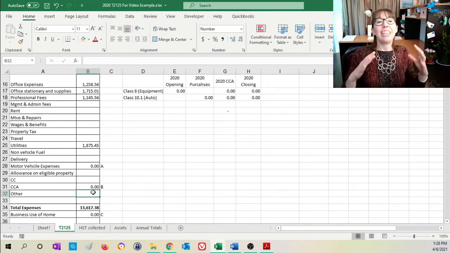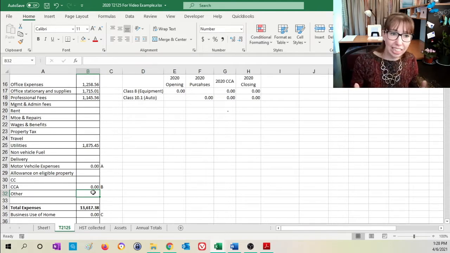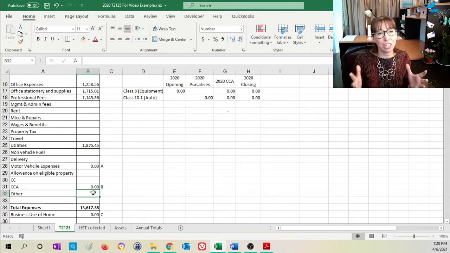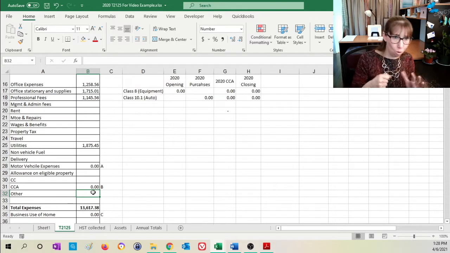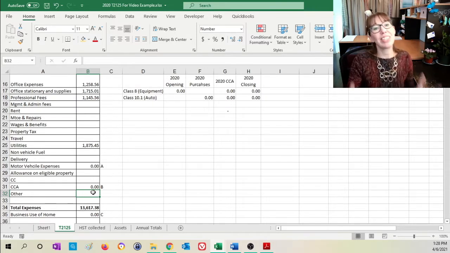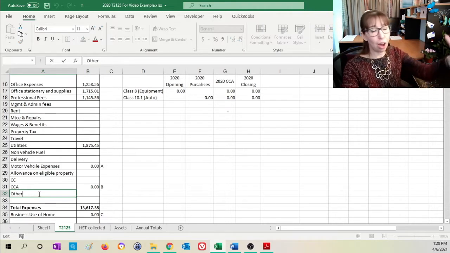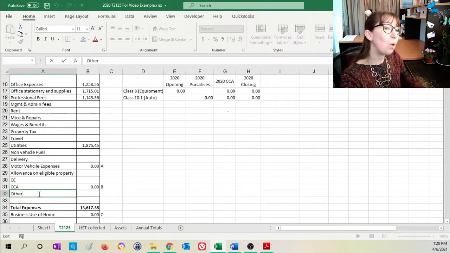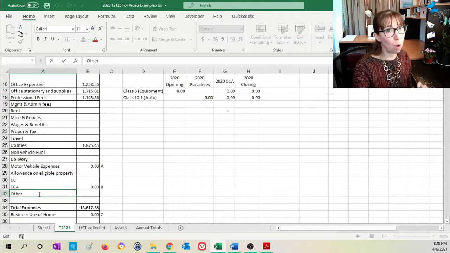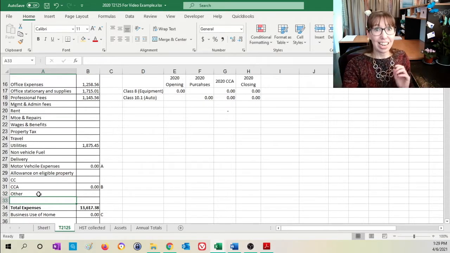So if there is anything that really doesn't fit into any of these other categories, and it's a substantial amount that you don't want to try and force into any of the other categories, there is an other section. Every time you add into the other section, there's going to be a spot on your tax preparation software where you can specify exactly what you're putting in there.